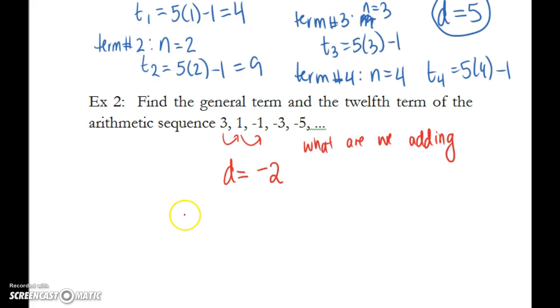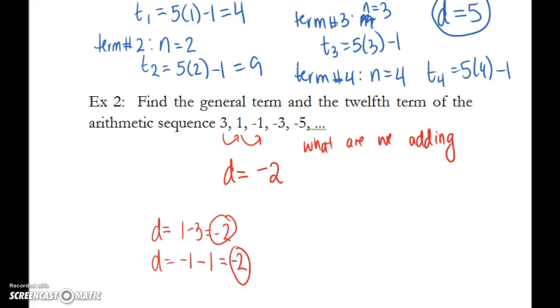Again, if you're not sure how to identify whether it's arithmetic or what the value of d is, you can always take a term and subtract the term in front of it. That's why we call it a common difference. So take 1 minus 3, you get negative 2. Or you take negative 1 minus the term in front of it, 1, you get negative 2, and so on and so forth. Keep in mind that this has to be constant. It has to be the same number each time.